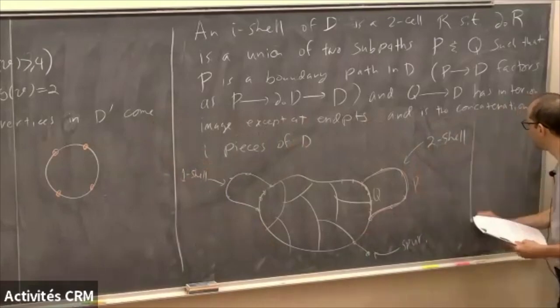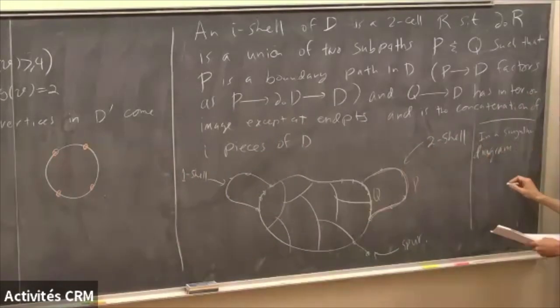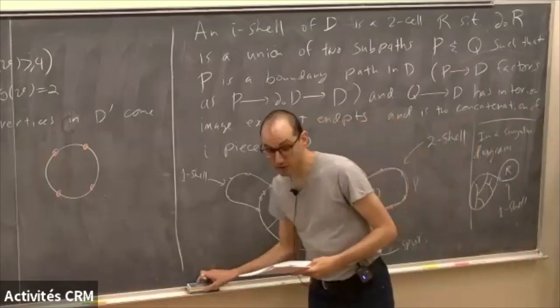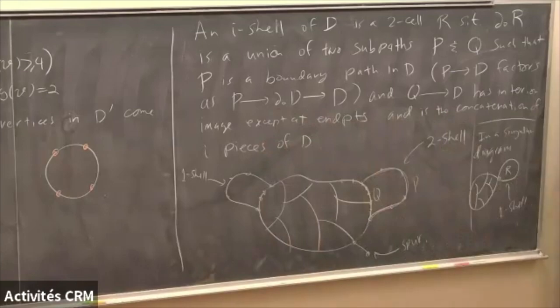And I'll just, as an aside, I'll say, not really an aside, but if you have something like this, then that's also considered a one shell. Okay, now I can state Greendlinger's lemma in the C'(1/4)-T(4) case.